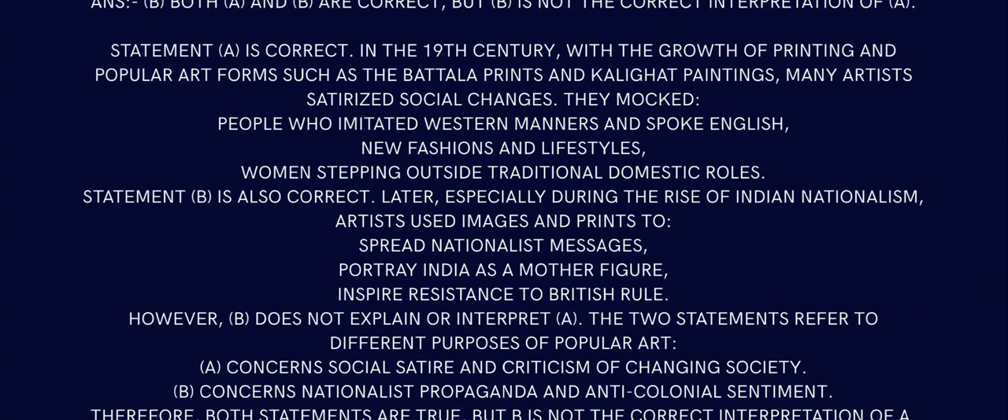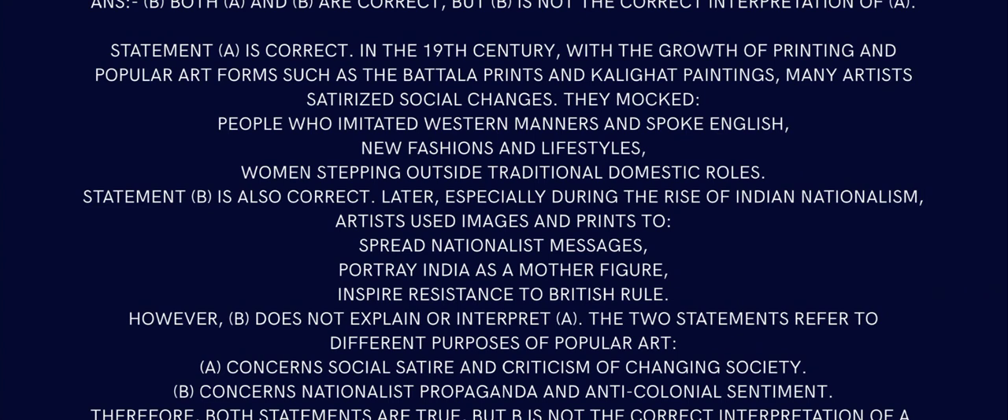Statement B is also correct because later, especially during the rise of Indian nationalism, artists used images and prints to spread national messages, portray India as a mother figure, and inspire resistance to British rule. Nowadays, if you see a protest, they are holding a picture, memes, and everything. Before that, they used art as a symbol, to prove their point, their ideologies, and what they are asking for.